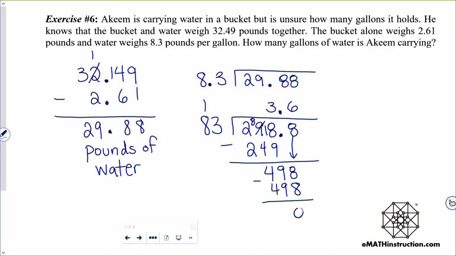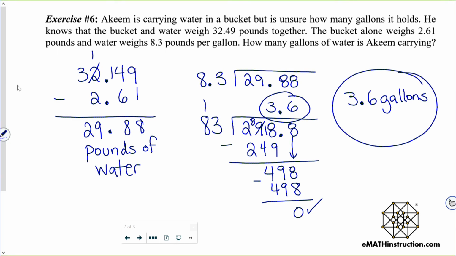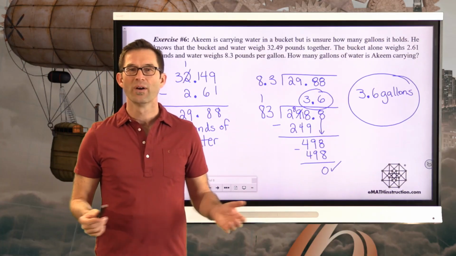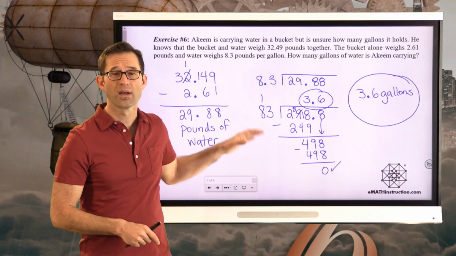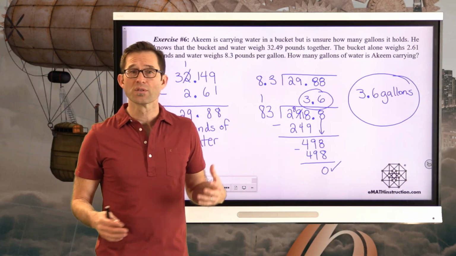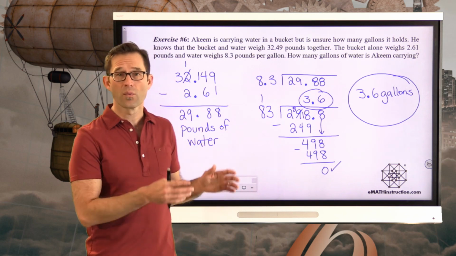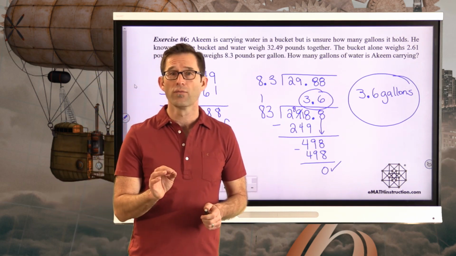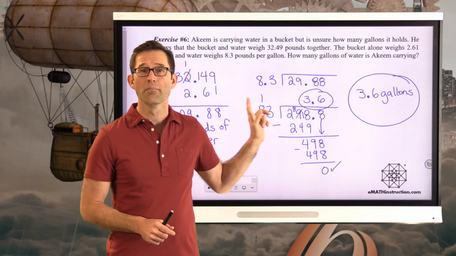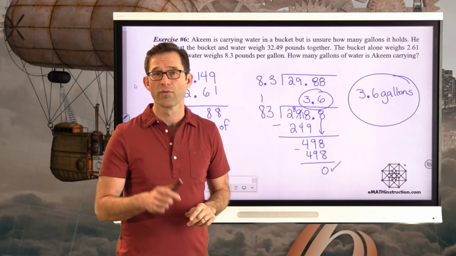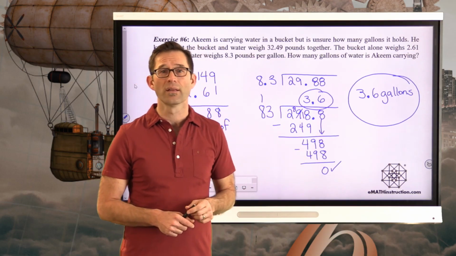Fantastic, a remainder of 0. So it looks like Akeem is carrying 3.6 gallons of water. Awesome, right? A little bit tricky, of course, because of just having to first do that subtraction. Oftentimes we have to do the division or multiplication first before we do the subtraction or addition. But here we've got to subtract off the weight of the bucket to figure out the weight of water. Then we divide the weight of the water, I guess, which is up here, 29.88, by how many pounds of water there are in every gallon. That then gives us the number of gallons.